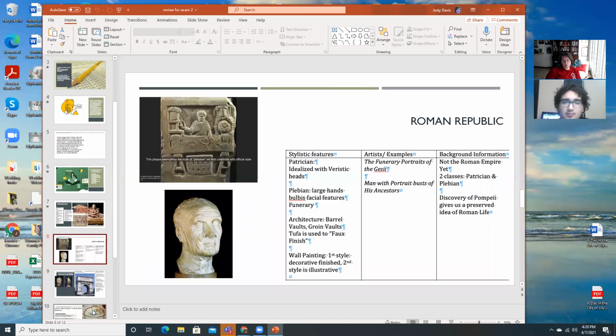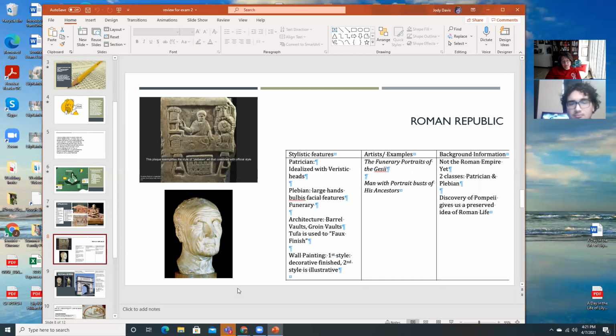So the Roman Republic. Now remember, Rome goes through two major eras. First is the Roman Republic, and then the Roman Empire. So the Roman Republic, because it is not a strong, thriving empire yet, there's some things that they do in art to get the look of a strong, thriving empire, but they do it a little bit on the cheap.